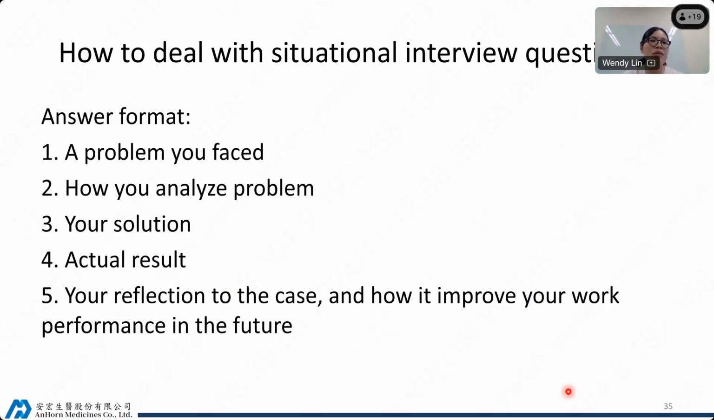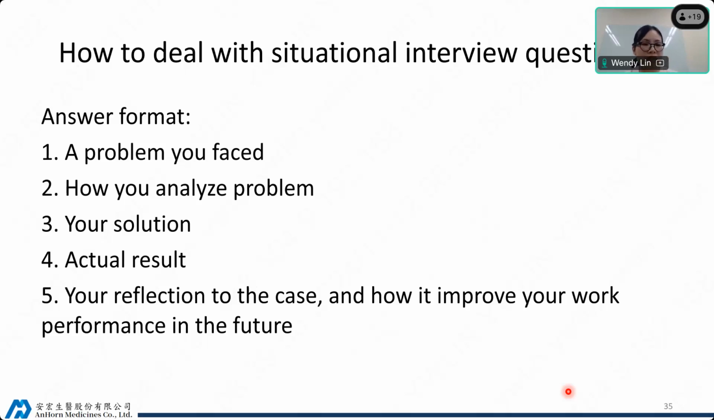Firstly, you need to describe what is the real situation that you faced at that time. What was the problem? And in this process, how did you analyze that problem? And then after analyzing the problem, what was the solution you proposed or tried to resolve such a problem? And we would like to know the outcome. What was the actual result in the end of this story?